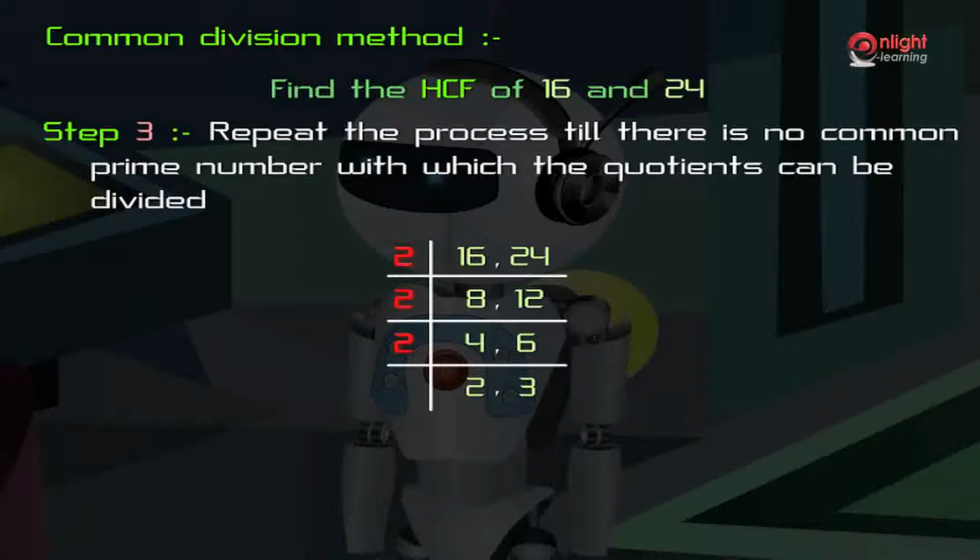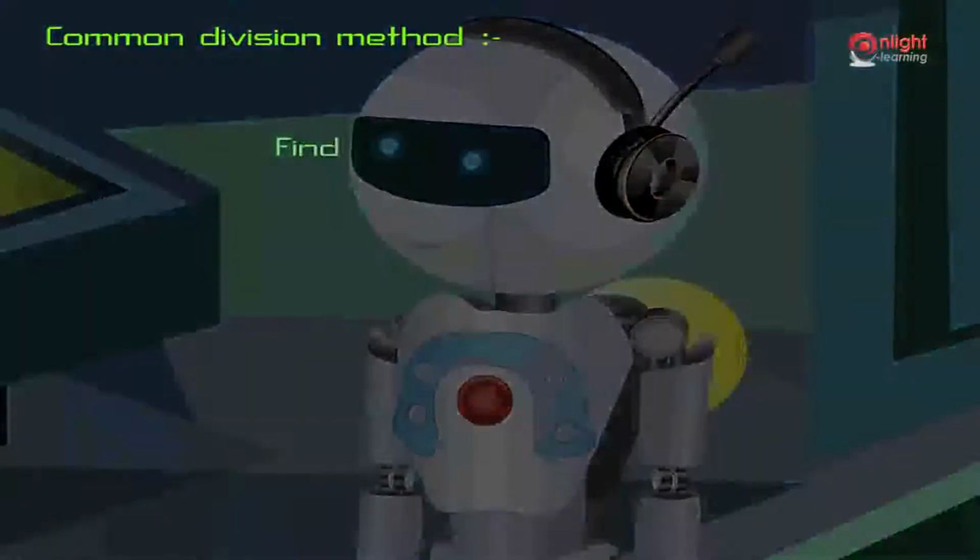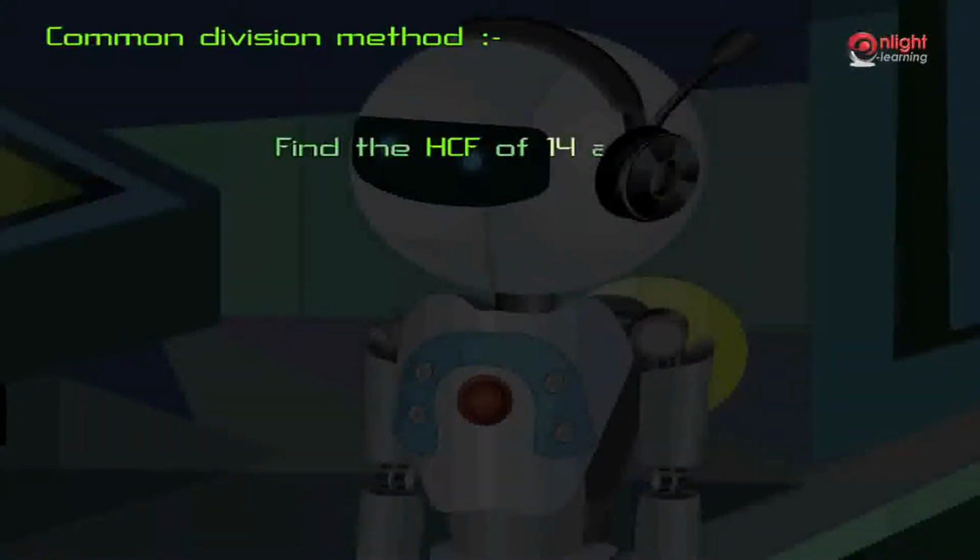That product gives the HCF of the given numbers. Here, the product is 2 multiplied by 2, which is again multiplied by 2, which is equal to 8. Therefore, HCF of 16 and 24 is 8. Can you find the HCF of 14 and 18 by the common division method?